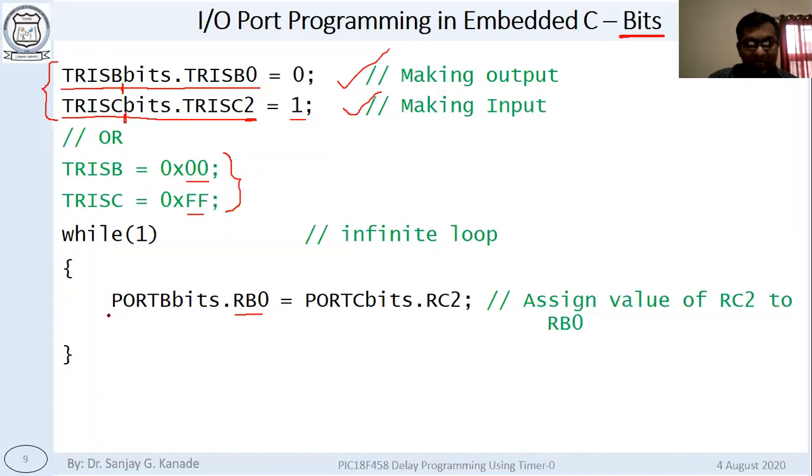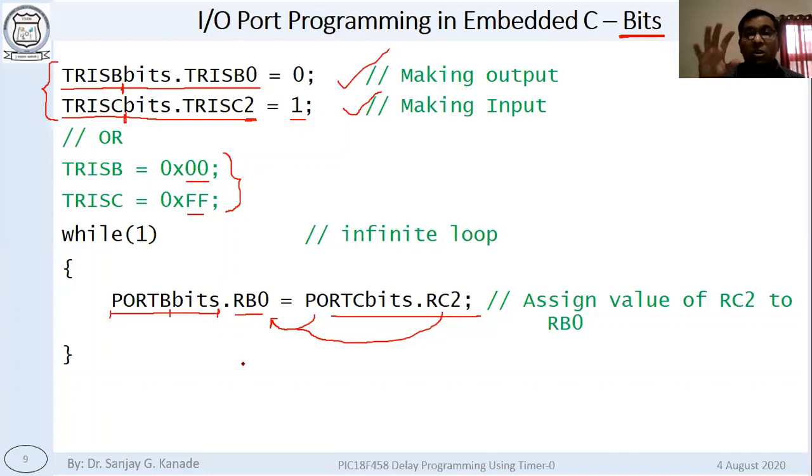Here also, we are following the same syntax. See, here PORTB is the name of the register, followed by the letters bits, right? PORTB.bits. Note down, there is no gap. PORTB is in capitals, bits is in small letters. Dot RB0. RB0 is the name of the bit. What do we want? From RC2, we want the value to go to RB0. That is what our problem statement was. In this case, it is quite easily done. Again, in an intuitive manner, you can clearly read what is happening. The RC2 value is going to RB0, right? So very simply, you can perform tasks in embedded C.